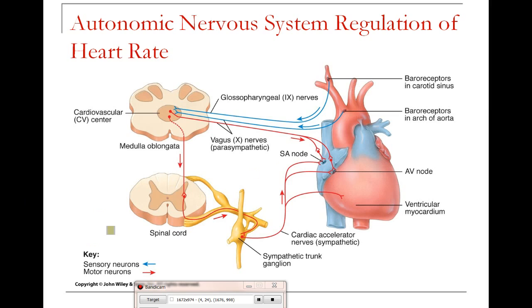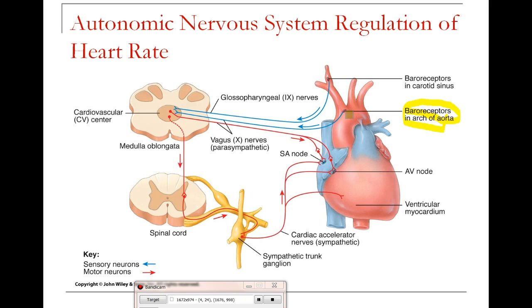Here's a picture that's trying to show you how your medulla oblongata controls your heart rate. It's a homeostatic system with negative feedback. We have receptors called baroreceptors, and they're in your aorta and in the carotid artery. They're going to detect stretch.